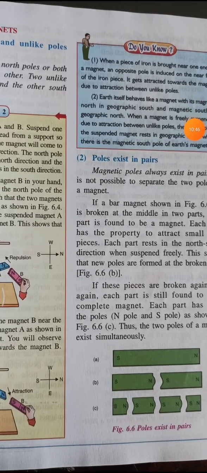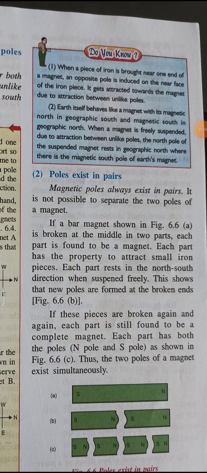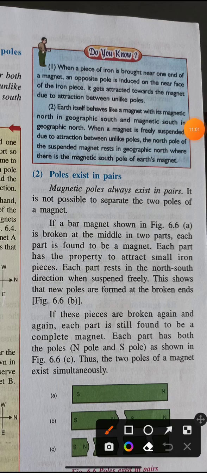Do you know, when a piece of iron is brought near one end of a magnet, an opposite pole is induced on the near face of the iron piece? It means when an iron piece gets attracted towards a magnet, the iron itself produces an opposite pole. If this is the iron and this is your magnet, and you have the north pole here, then in the iron a south pole will be generated, and because they are unlike poles, they will attract each other.